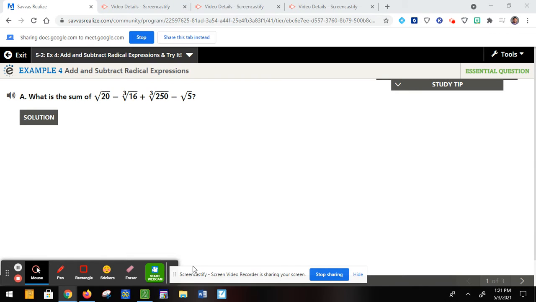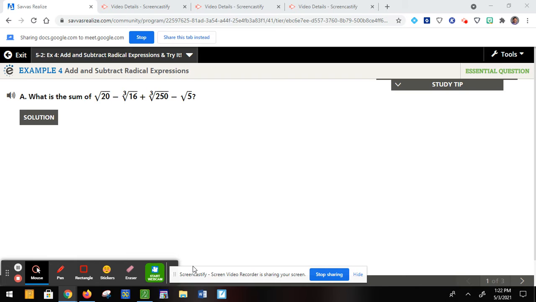So unlike multiplying or dividing radicals, where you just need an index that is the same, for adding or subtracting you need the index and the radicand to be the same. So in order to add or subtract these together, you need to get the same base.